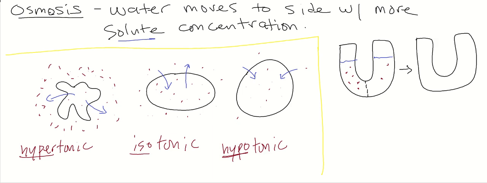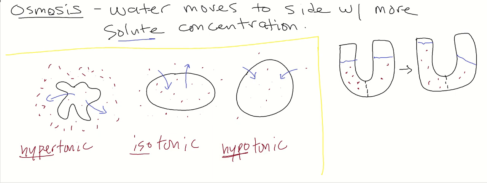Well, because there's more solute on the left side, that's the direction water is going to go. So on the right side, the water level will decrease. On the left side, the water level will increase. And again, all of that is to try to equalize the concentration of solute.